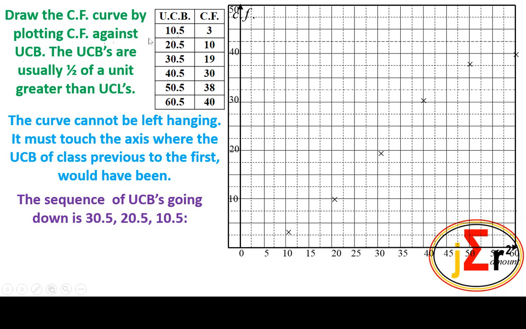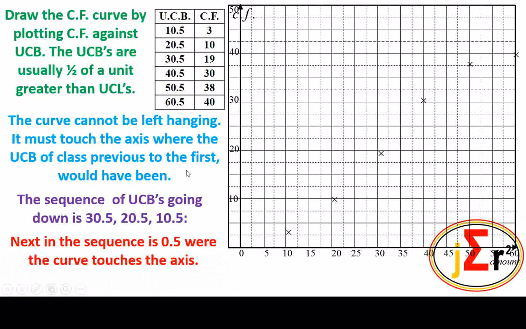And if it is going down by 10 each time, the one previous to this will be the result of subtracting 10 from 10.5, and that will give us 0.5. Next in sequence is 0.5, where the curve touches the x-axis. And where the curve touches the x-axis, the value of y is equal to 0. Or we may say, where the curve touches the horizontal axis, the value of the cumulative frequency is equal to 0. Right there.